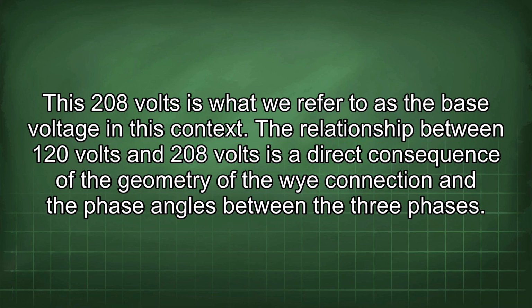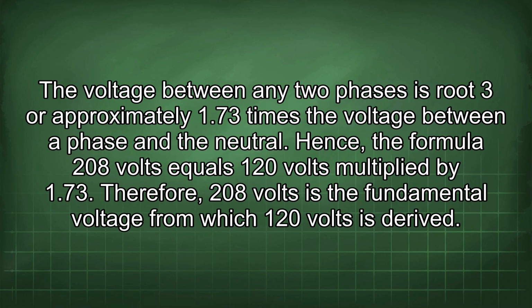The relationship between 120 volts and 208 volts is a direct consequence of the geometry of the Y connection and the phase angles between the three phases. The voltage between any two phases is √3, or approximately 1.73 times the voltage between a phase and the neutral. Hence, the formula 208 volts equals 120 volts multiplied by 1.73. Therefore, 208 volts is the fundamental voltage from which 120 volts is derived.